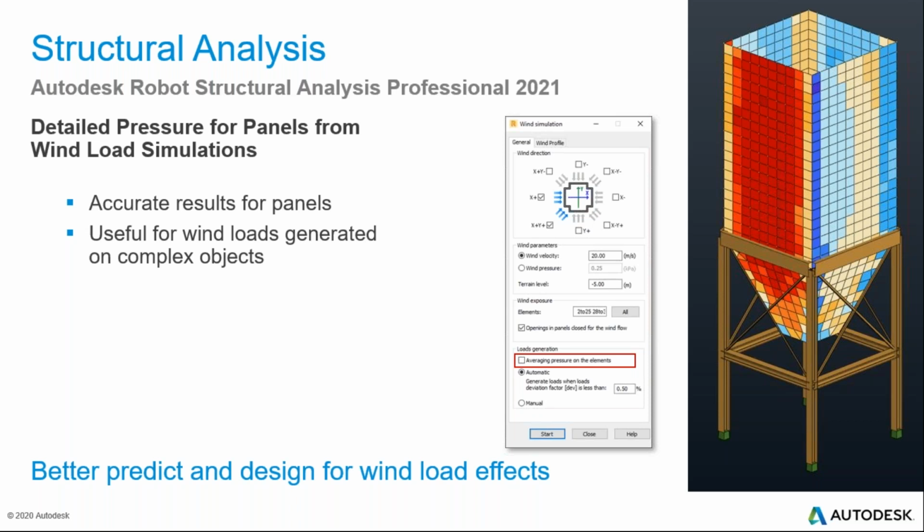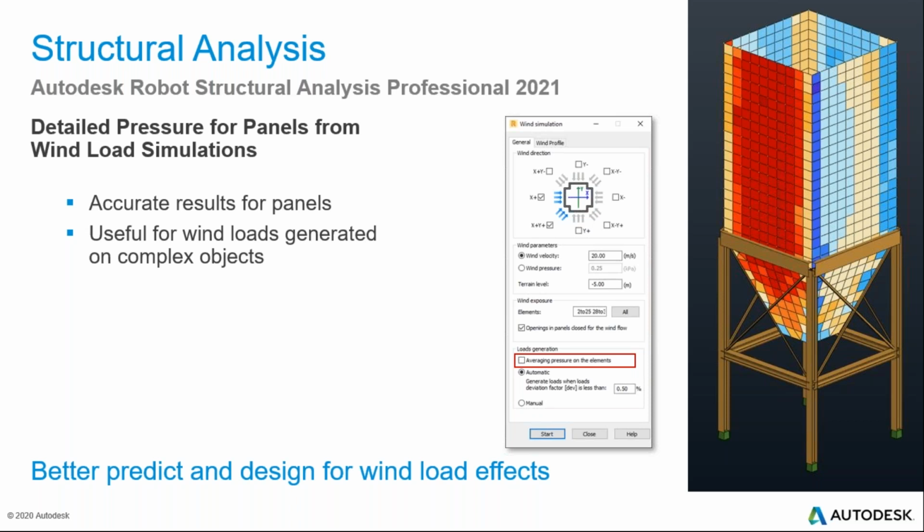The wind load simulation feature acts as a virtual wind tunnel, displaying colored pressure maps on the model in order to facilitate visualization and understanding of wind effects. In the 2021 release, you can now specify whether to apply pressure as an average load for a panel or as a detailed pressure along a finite element mesh.